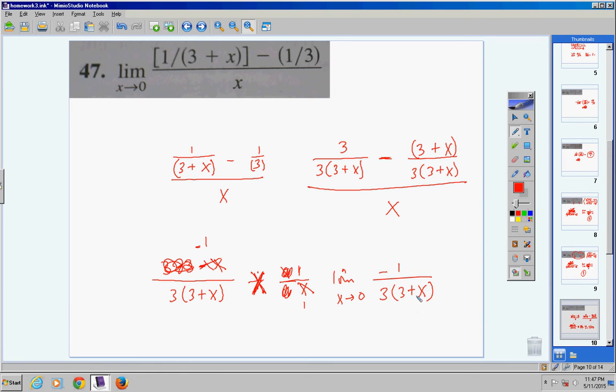Alright, so we can do this in our head. Put a 0 right here for x. 3 plus 0 is 3. 3 times 3 is 9. So you have negative 1 over 9, which is a negative 1/9, okay? Let me check the answers real quick, and yes, that is correct. Alright, moving on to 48.